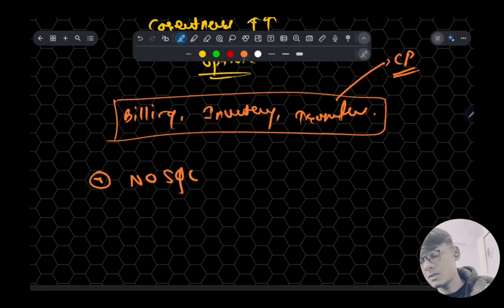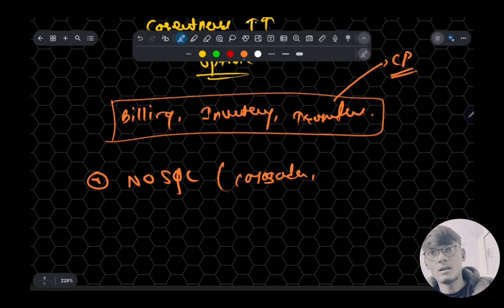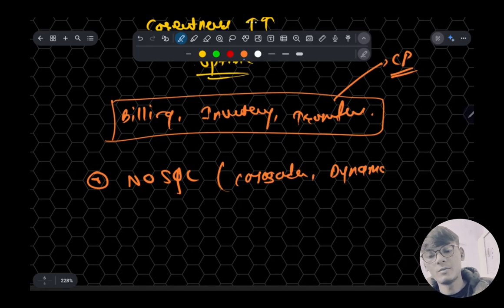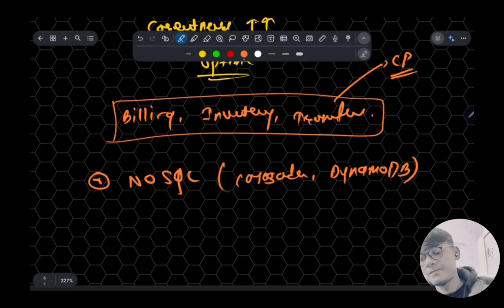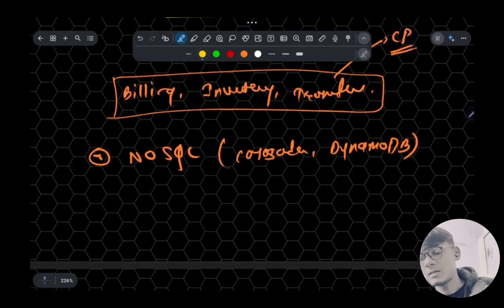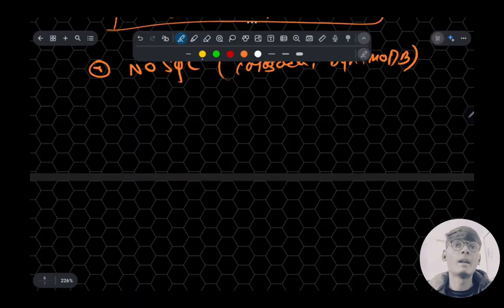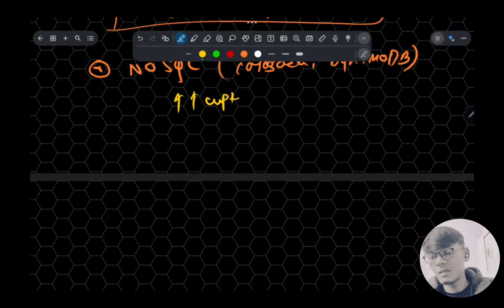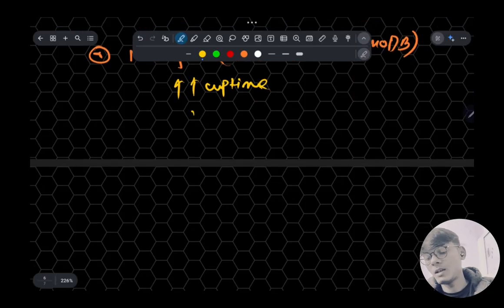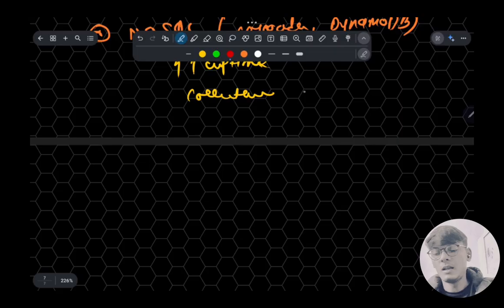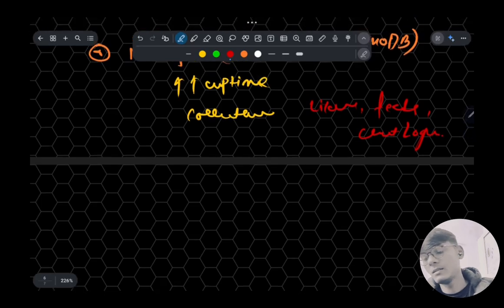Another is NoSQL. Why do we use NoSQL? Like Cassandra, DynamoDB (AWS DynamoDB), or MongoDB. When uptime matters more than correctness, like likes, feeds, chat logs, this is the AP system.